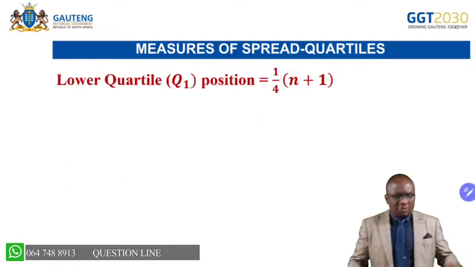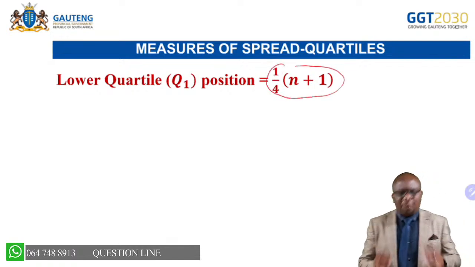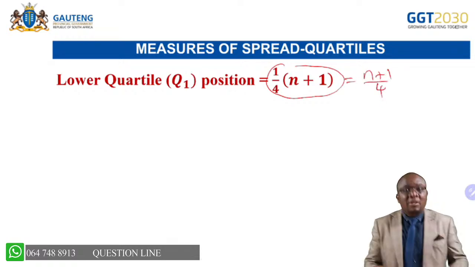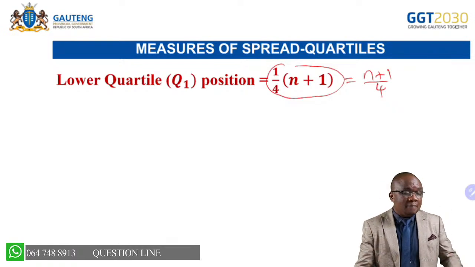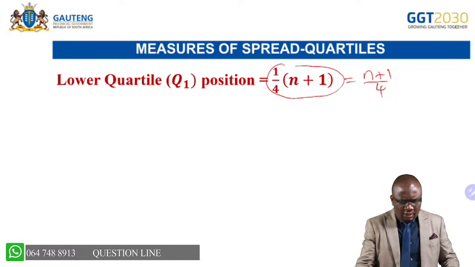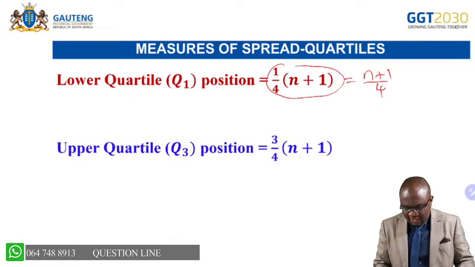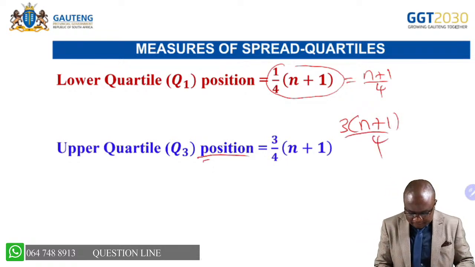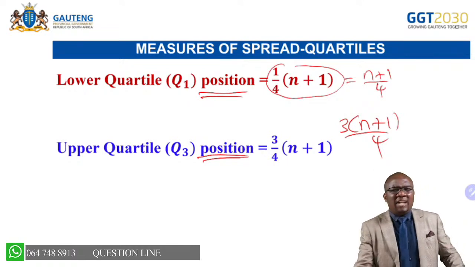Okay, right. This is what you do. The lower quartile position is 1/4 of n plus 1, or you can say this equals n plus 1 divided by 4. And n is the number of data items. If it's 7 subjects, our n is 7. And then the upper quartile is 3 quarters of n plus 1, or you can write it as 3 times n plus 1, divided by 4. You're finding the position of the lower quartile and the position of the upper quartile.